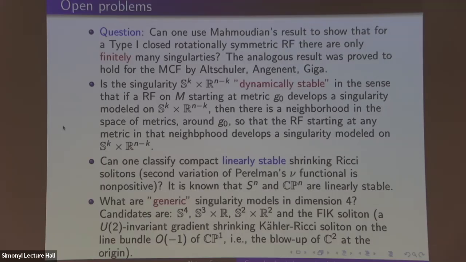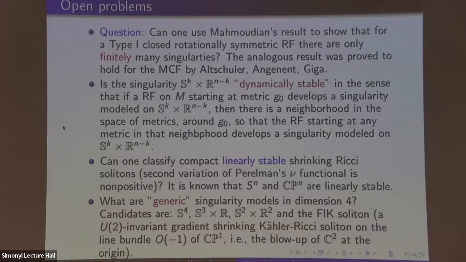The question that you should maybe answer before that is the question about linear stability, classifying linearly stable shrinking Ricci solitons, because you can define linear stability of a shrinker with respect to the second variation of Perelman's functional. It is known that S^n and CP^n are linearly stable among the compact ones. But even to classify the compact linearly stable shrinkers in the Ricci flow, even that is not known.